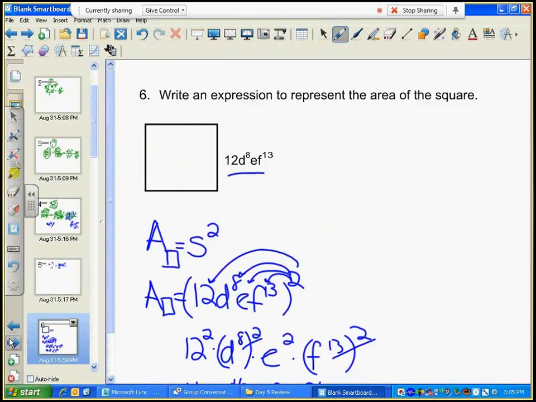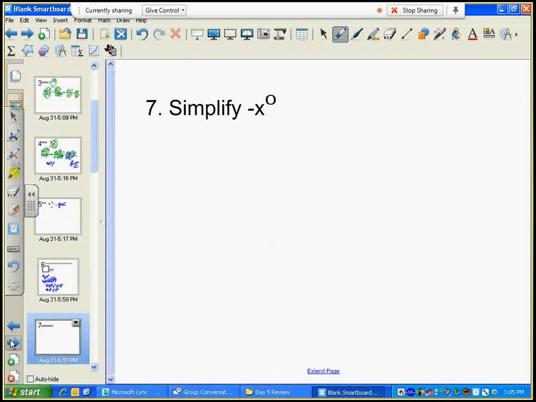Wrong way. Who does this 0 belong to? Just the x. Just the x. And we know that anything to the 0 power is always 1. And I still have that negative out there. My answer is -1.